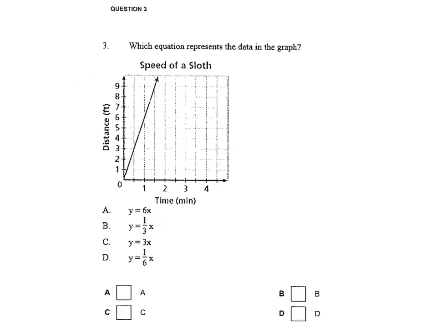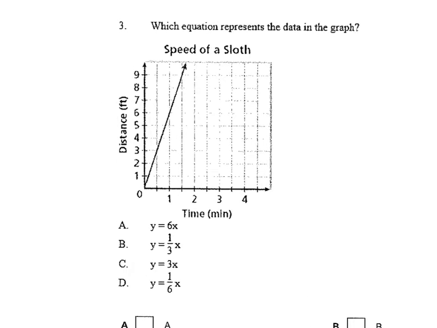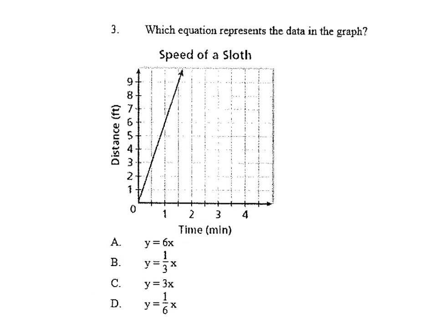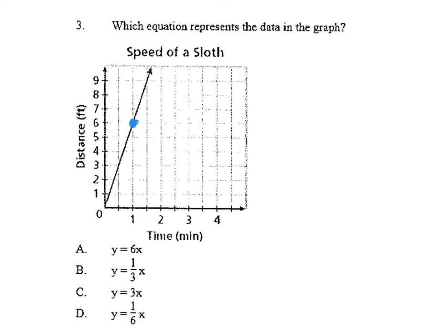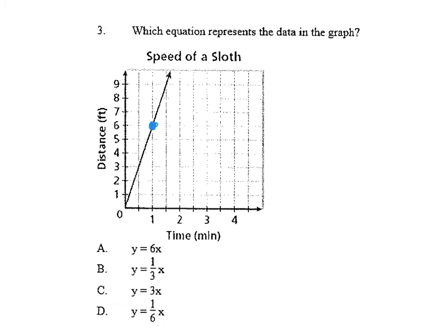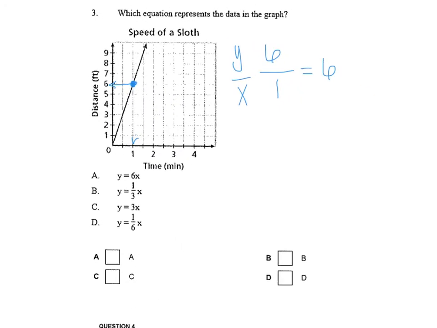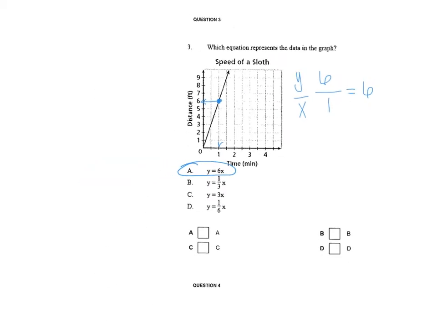3, which equation represents the data in the graph? Again, on this one, we're probably going to have to find a point. And I think there's a point here. If you wanted to, you could do the slope formula. But the slope formula is just interpreting the change of y over the change of x. So you're looking at y over x. So my y at that specific point is 6. And my x is 1. So it should just be 6. So 6x.